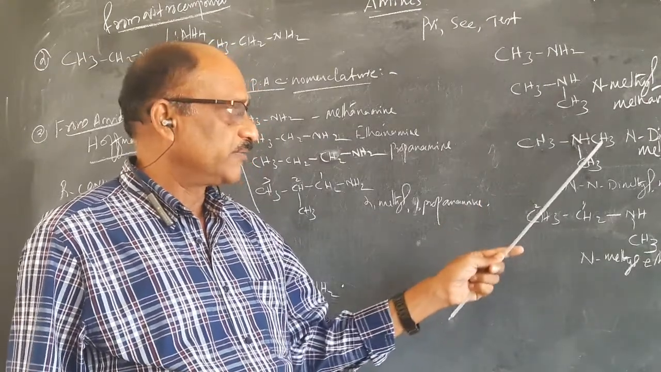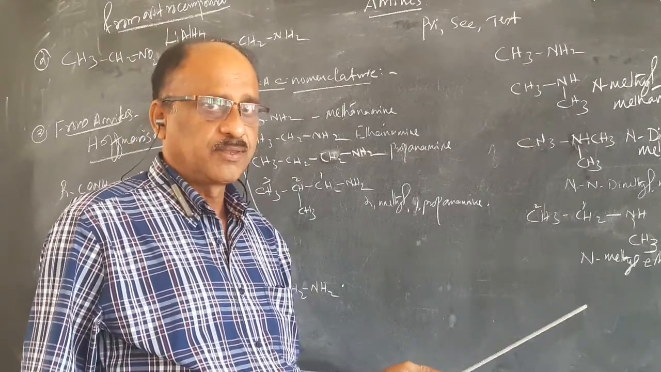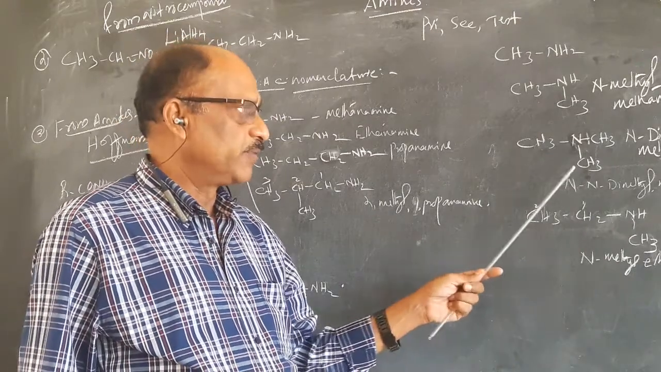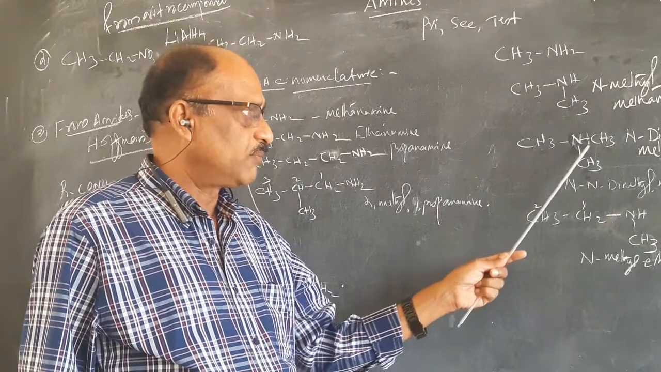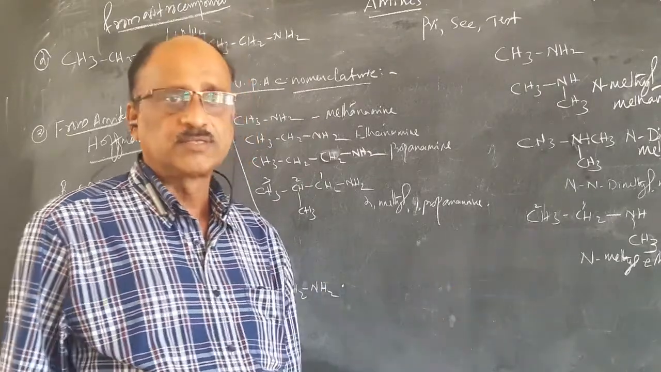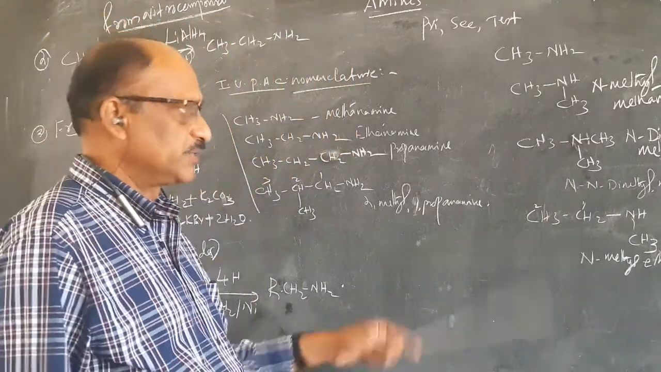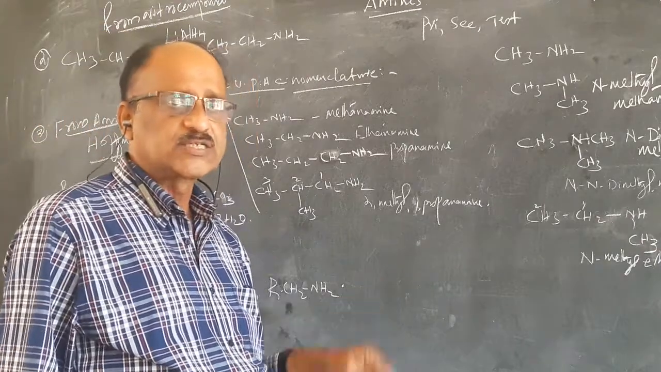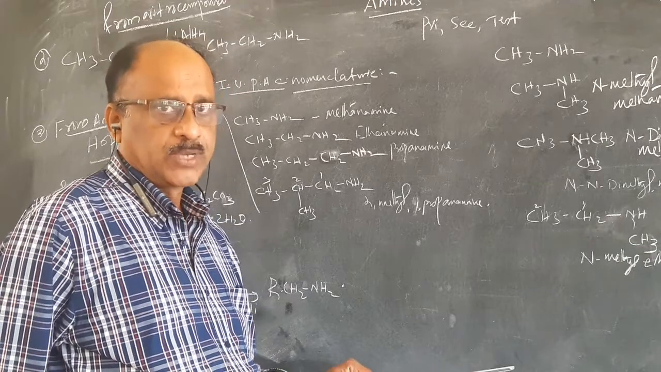If N is there, which is connected to any group, N can be connected with the phenyl group or any other group, methyl, ethyl, propyl, butyl, whatever it may be. If your compound contains an N atom like this, then that compound is known as a tertiary amine. So primary, secondary and tertiary amines are there, and one more class of compounds is there, which later on we will understand, that is quaternary ammonium salt.